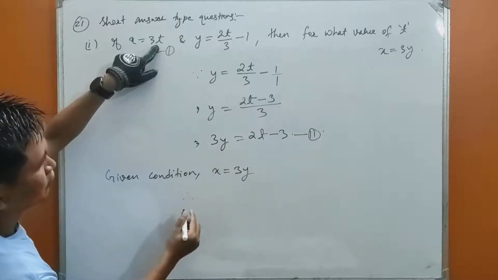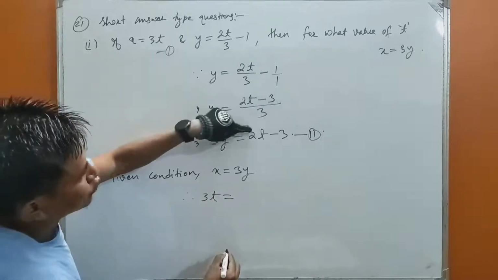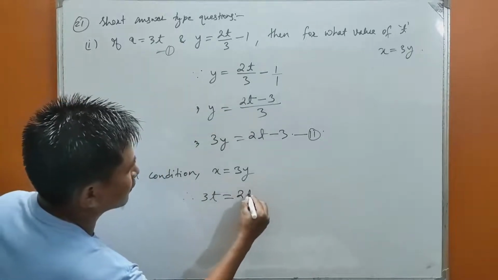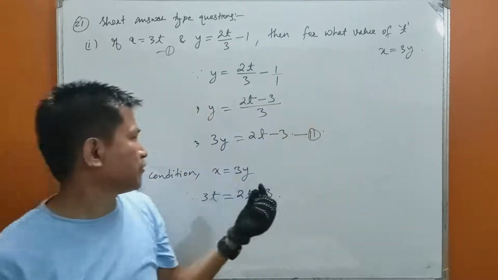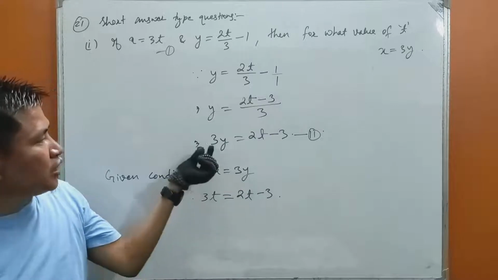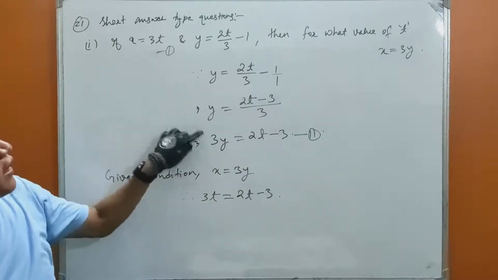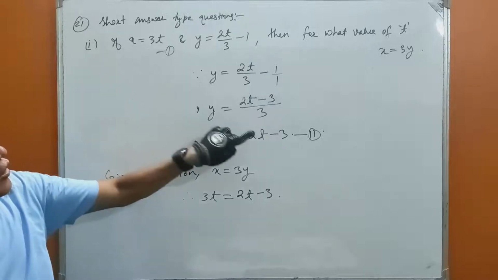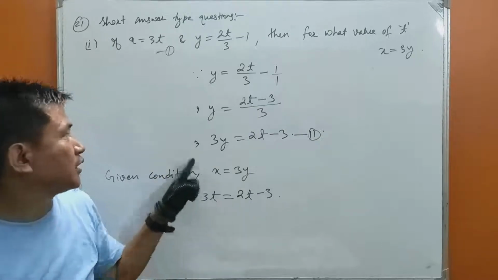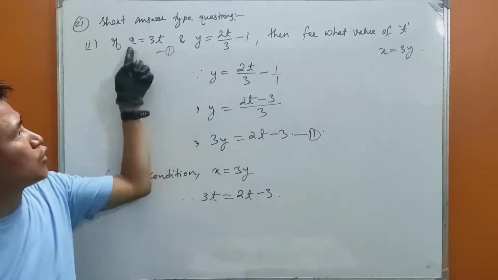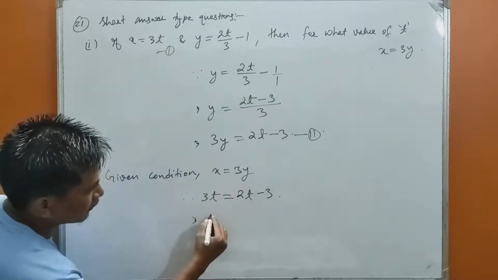Therefore, 3t will be equal to 2t minus 3. Are you getting me? I hope you are getting me. According to the condition, x equals 3y. Here we have 3y equals this, and here we have x equals 3t, and x and 3y are same. That means their values will also be same, isn't it? So 3t will be equal to this, because x and 3y are equal according to the condition. Okay, so let us bring this 2t to the left hand side.